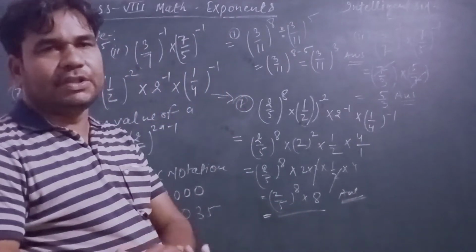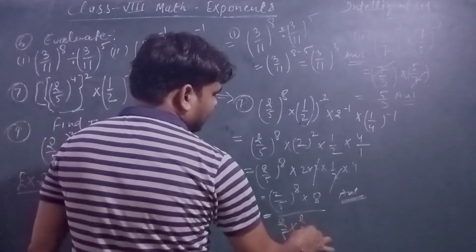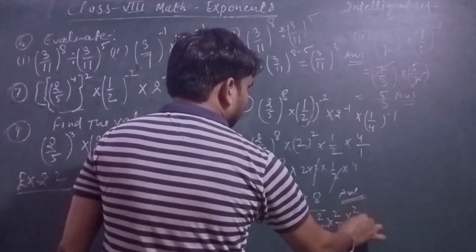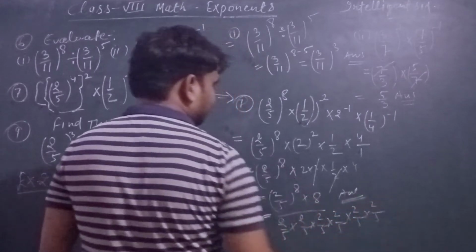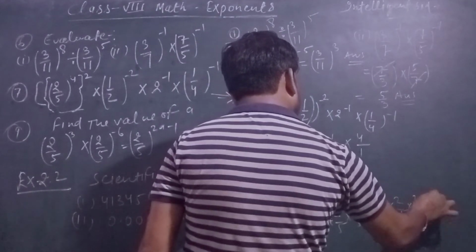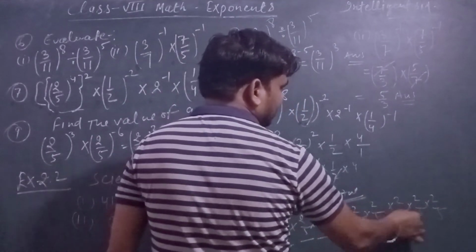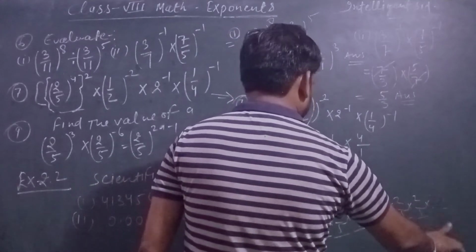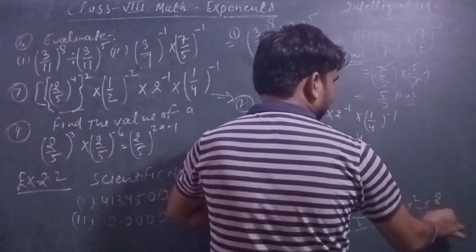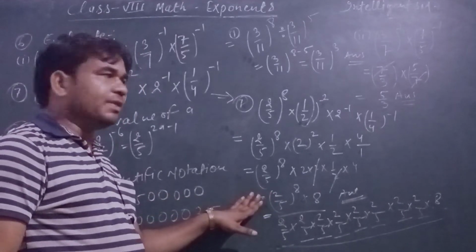Otherwise you can solve this as 2/5 multiplied by 2/5, again and again: 1 time, 2 times, 3 times, 4 times, 5 times, 6 times, 7 times, 8 times. So 8 times you multiply it, and after that you multiply by 8. So you can write it this way or that way.